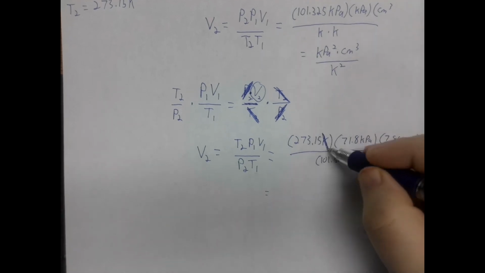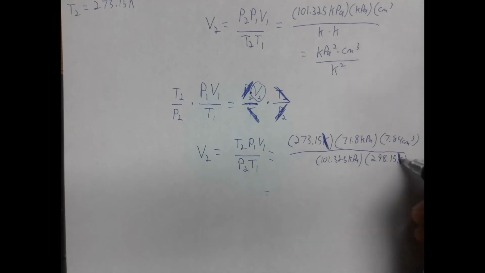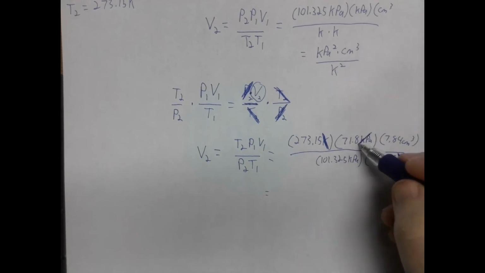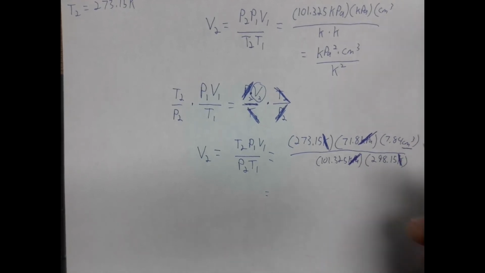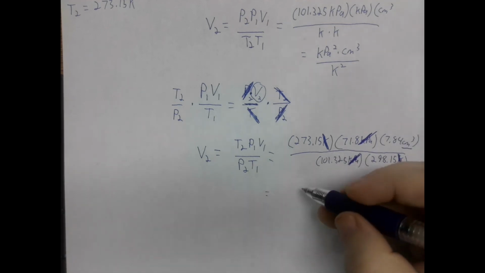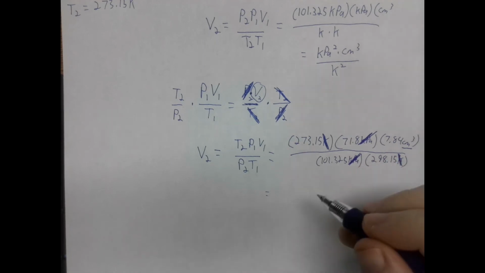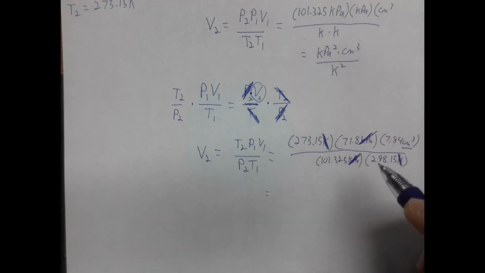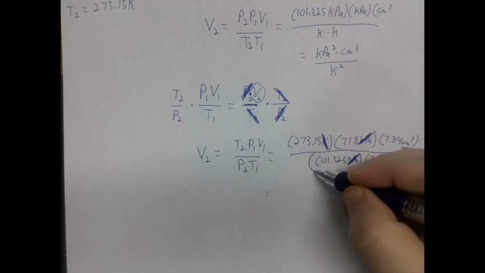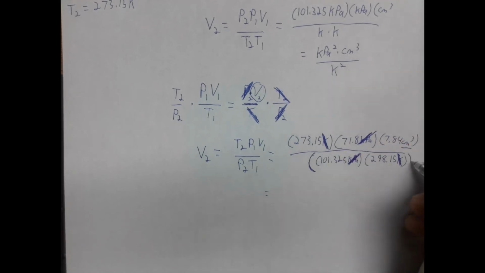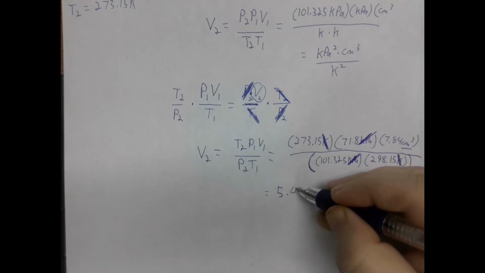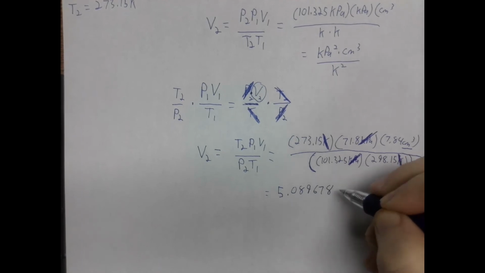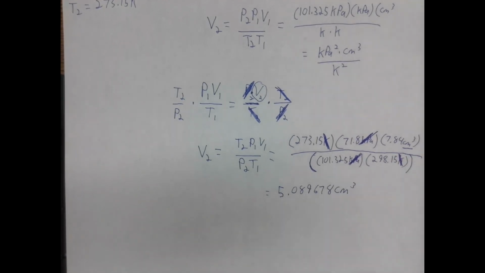So I have a Kelvin on top. It cancels out this Kelvin on bottom. I have a kilopascal on top, which cancels out the kilopascal. My units are cubic centimeters, and that is a unit of volume, so I know this has to be correct. Plugging that in the calculator. Note, when you plug it into the calculator, you have to make sure the entire denominator is in parentheses. So when you plug that in, you should get 5.089678 cubic centimeters.